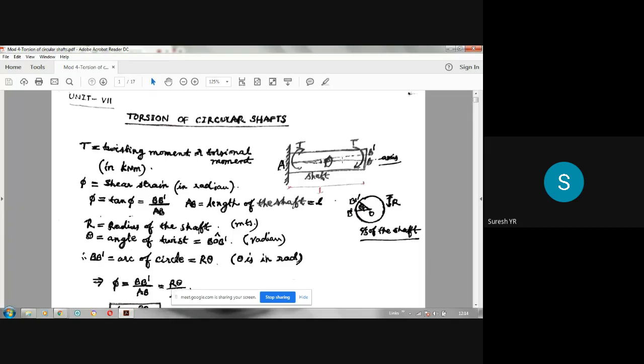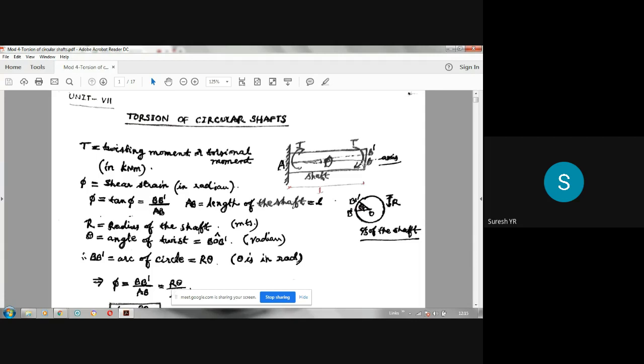Since this phi will be very small, phi can be equated to sine phi, and that can be equated to tan phi. That property you know from trigonometry: when phi is very small and in radians, phi can be equated to sine phi and to tan phi. So what is the value of tan phi here? Tan phi will be bb dash divided by ab. So phi is equal to tan phi, bb dash divided by ab.